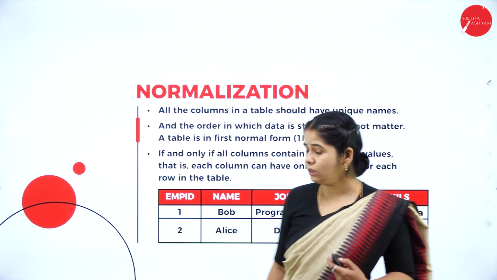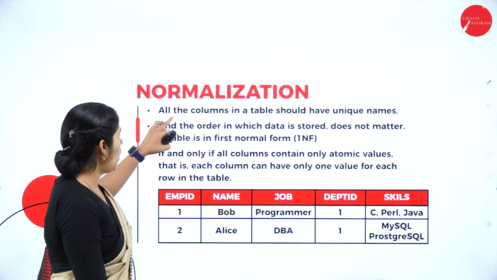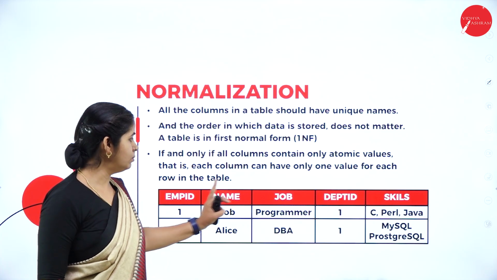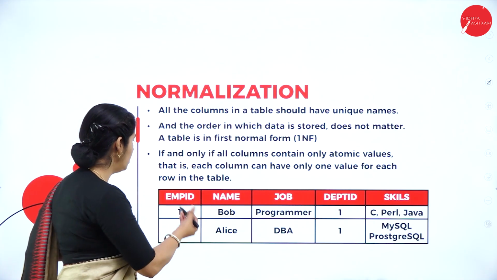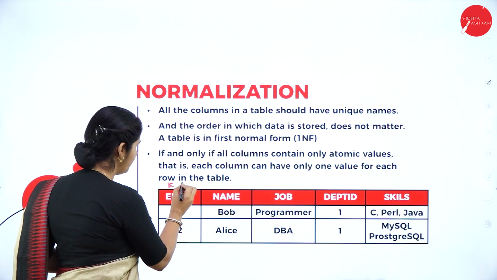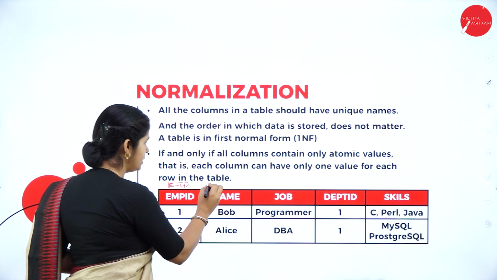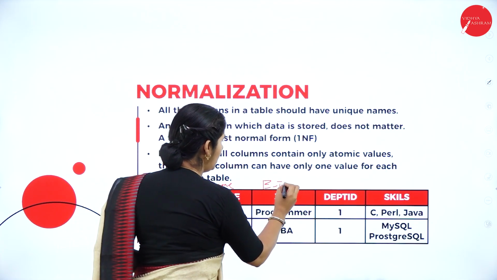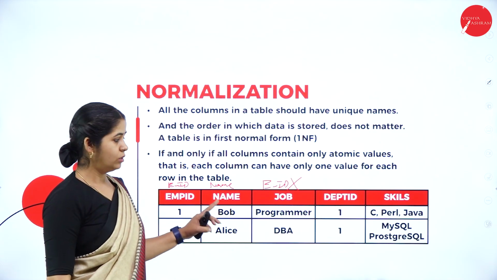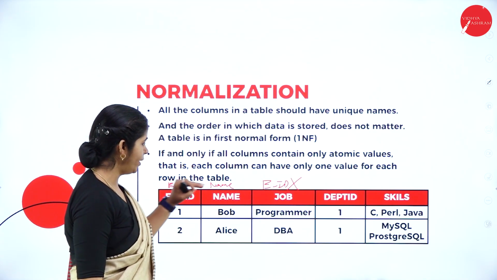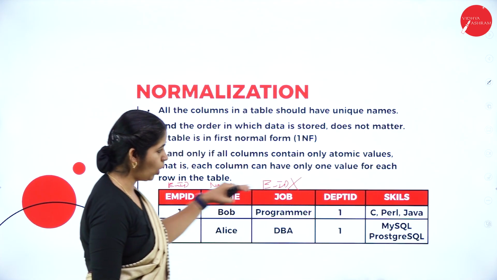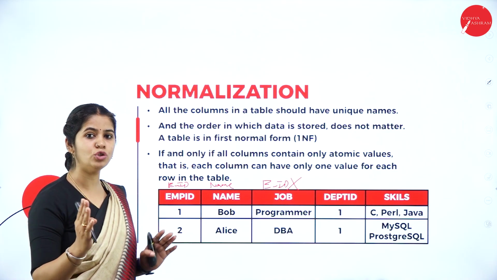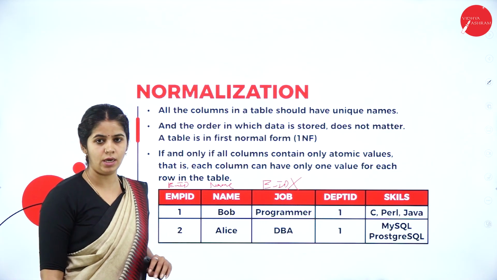Then the third rule is that all the columns in the table should have a unique name. This is employee ID. This is name. So here again I cannot have another employee ID. This is wrong. So all the columns, that is employee ID, name, job, department and skill, should all have a unique name. Column names should not be repeated. That is the third constraint.